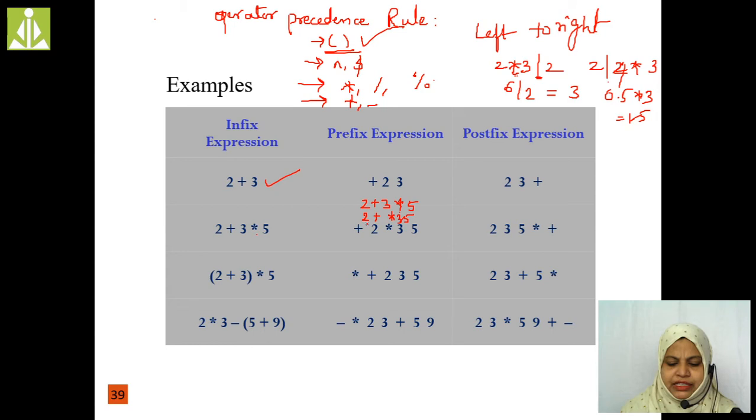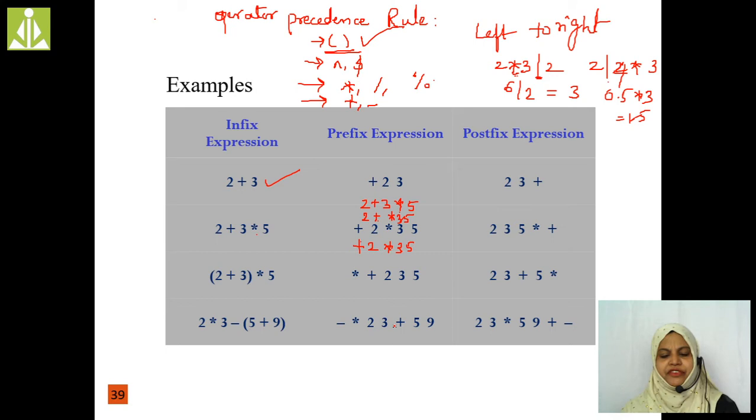Now here 2 is one expression, and star 3 5 is another expression. Prefix means the operator is present before the operands. So we put the operator plus first, then 2, then star, then 3 5, right? This is the conversion of infix to prefix.